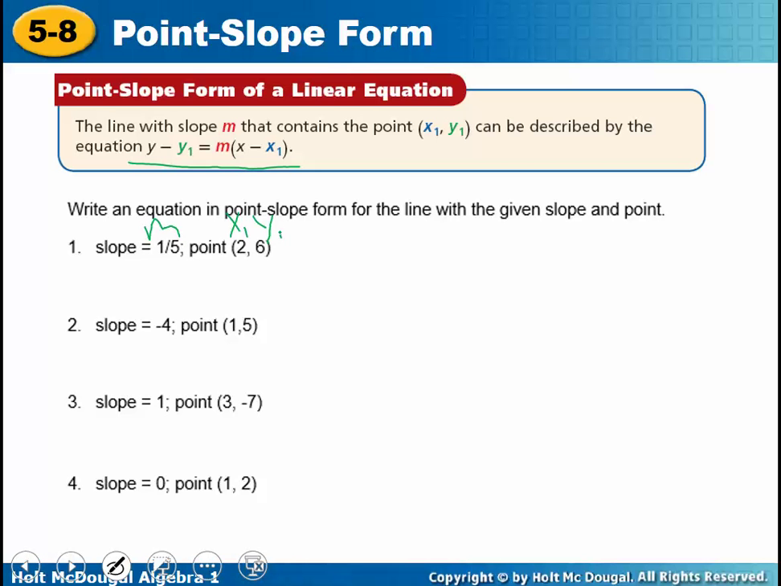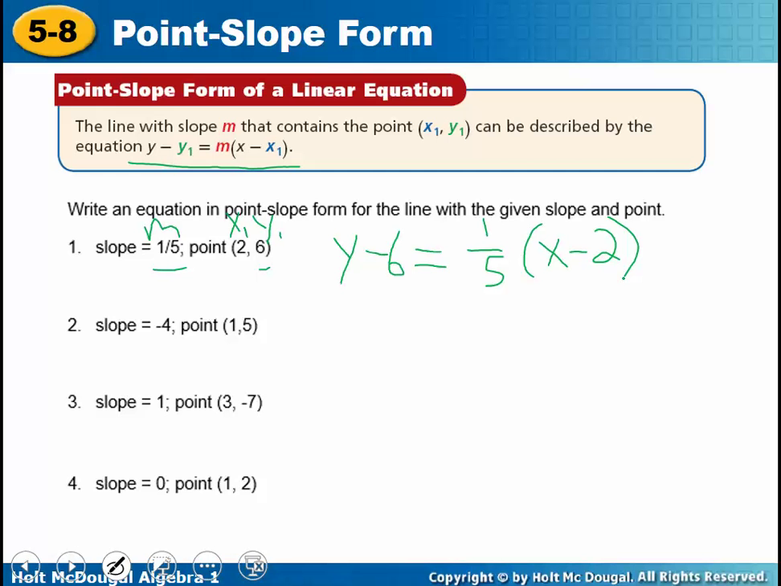So I'll start with y minus, now I need the y sub 1. So I go through here, oh, there's my y sub 1, it's 6. That's equal to m, but m is 1/5, so I replace that. And then we leave the x, and you got to have a y and an x in your equation, and it's minus x sub 1, which is 2. So note there's still a y and an x, otherwise you don't have an equation of a line.